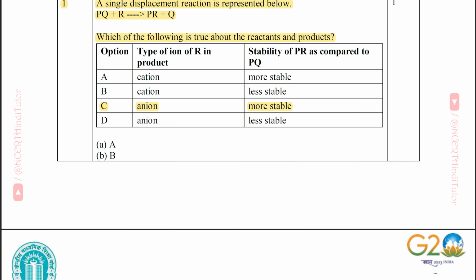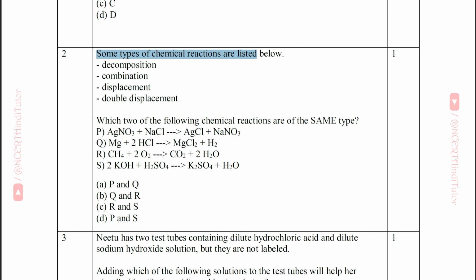Second question. Some types of chemical reactions are listed below: decomposition, combination, displacement, double displacement. Which two of the following chemical reactions are of the same type? So इसका सही आंसर है D, P and S. AgNO3 plus NaCl gives AgCl plus NaNO3, and 2KOH plus H2SO4 gives K2SO4 plus H2O. So these chemical reactions are of the same type.